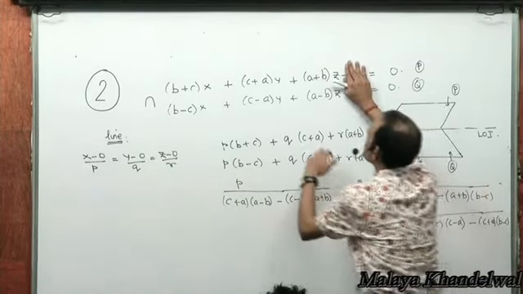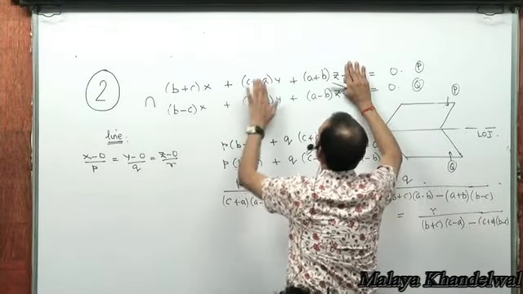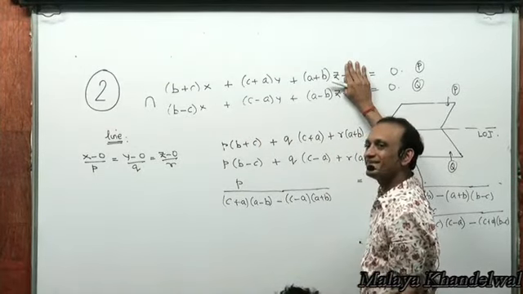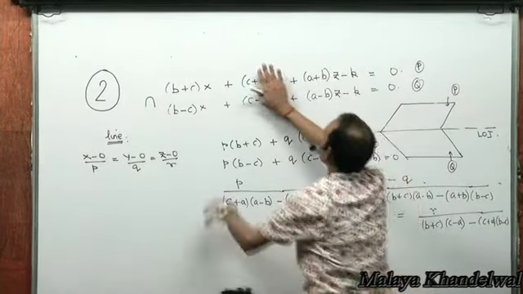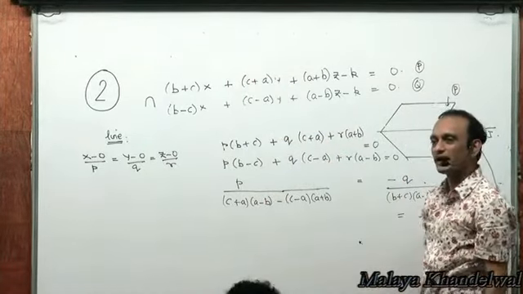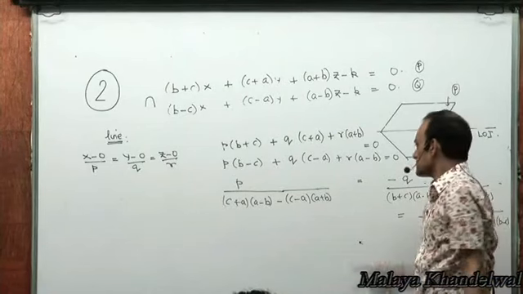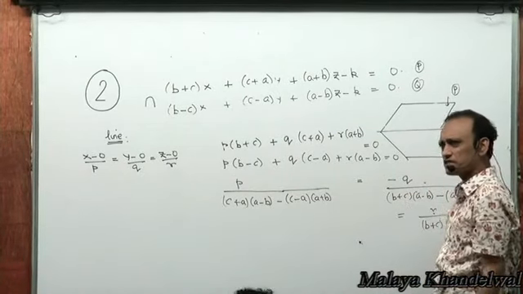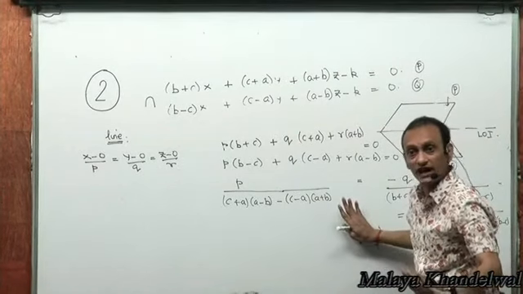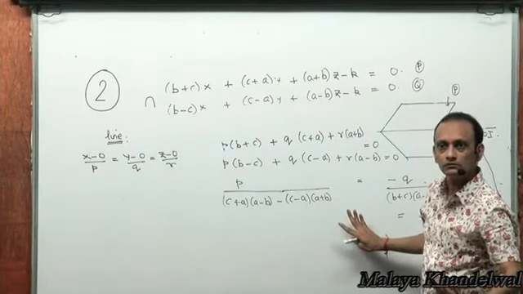How do you do that? I mean, you just forget this and you say x divided by this into this minus this into this, that'll give you P. Minus y, this into this minus this into this, that will give you minus Q and it boils down to the same thing. There is no difference. Right? So do you all understand what I did here? Clear?